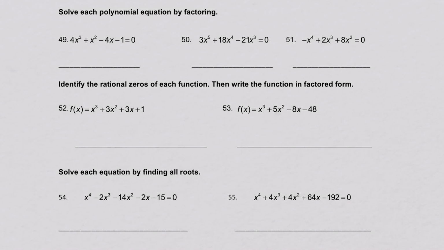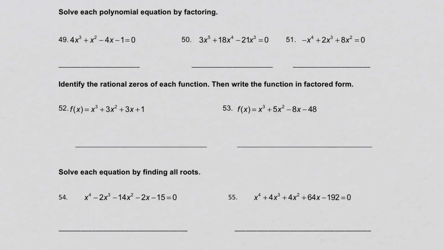All right, let's keep going. We're almost at the end here. Okay, we're starting with 49. From 49 to 55, it's all factoring, okay? So there's a bunch of different methods that we learn on how to factor, and we're going to try to work them all out here, okay?